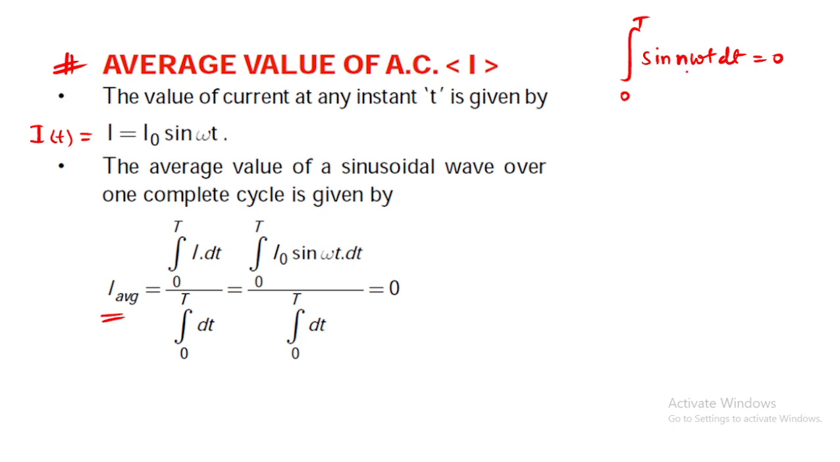This n times omega t dt is also 0, meaning sin 2 omega t is 0, sin 3 omega t is 0. Yes or no? What does this n indicate here? Number of cycles. Yes or no, right? So if I try to integrate sin omega t here, what happens? It will become 0. Simple.